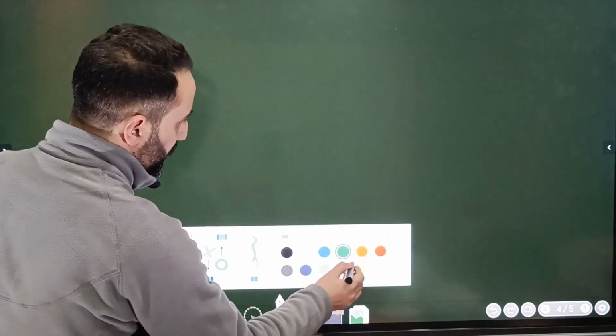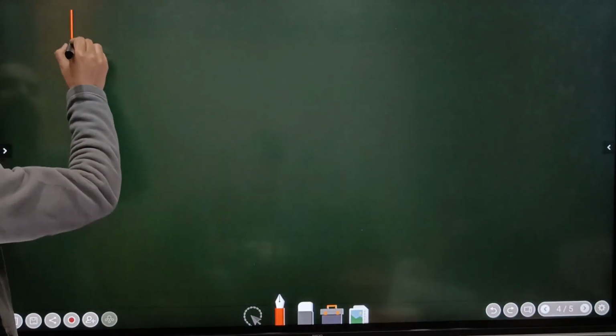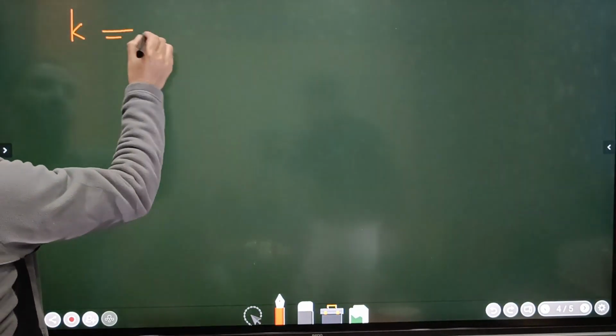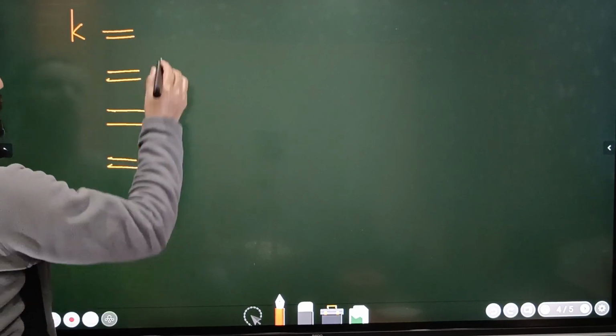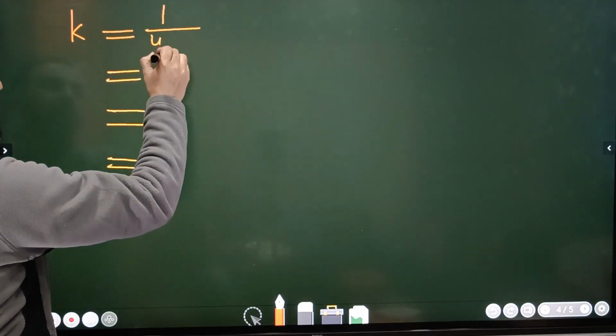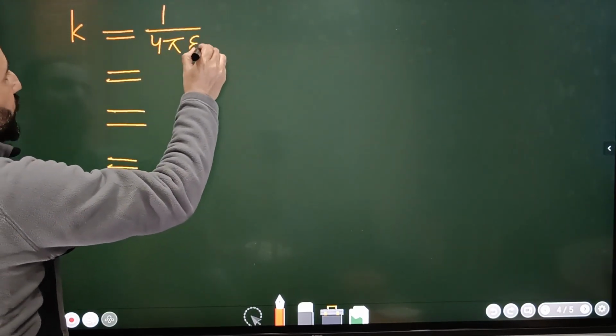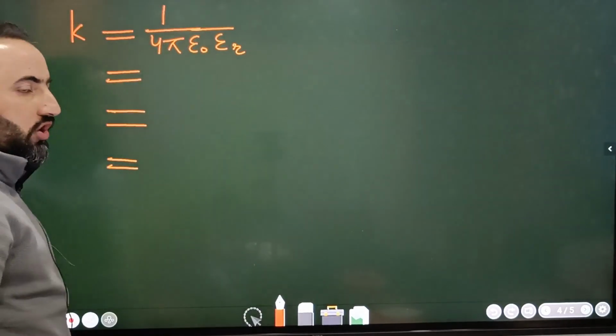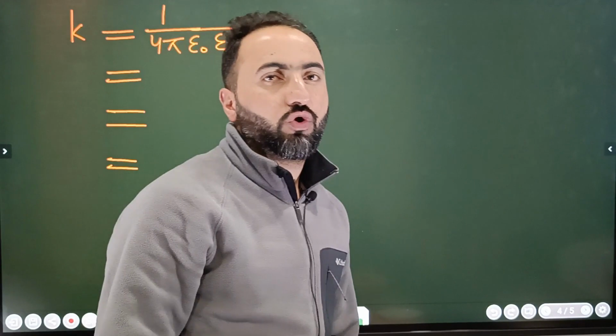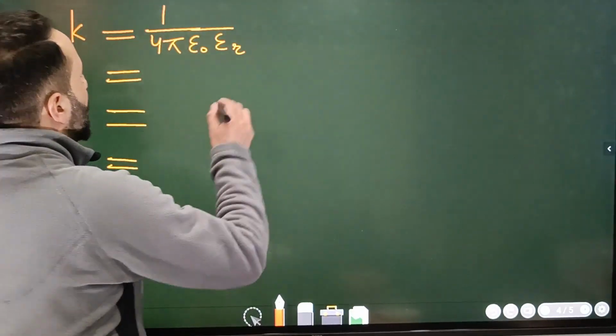Let me write it down here. This K has 4 different values. So the first value is equal to 1 by 4 pi epsilon naught epsilon r. What is this epsilon naught? What is this epsilon r? I am going to explain it to you later on. So this is the value of the K.